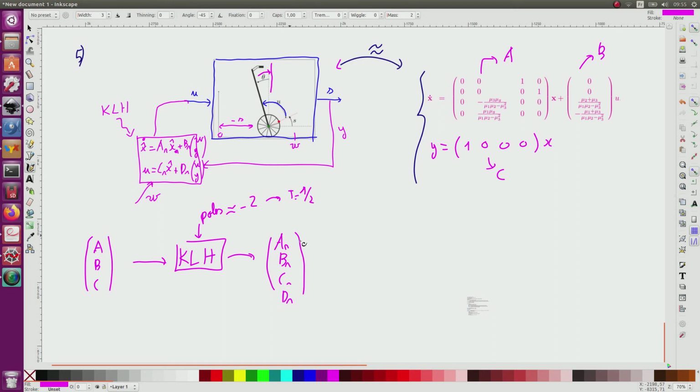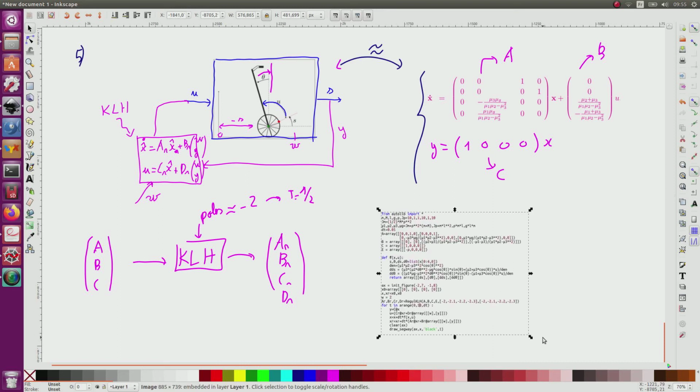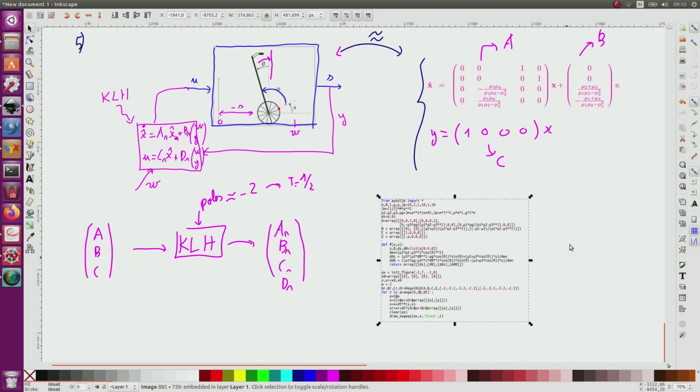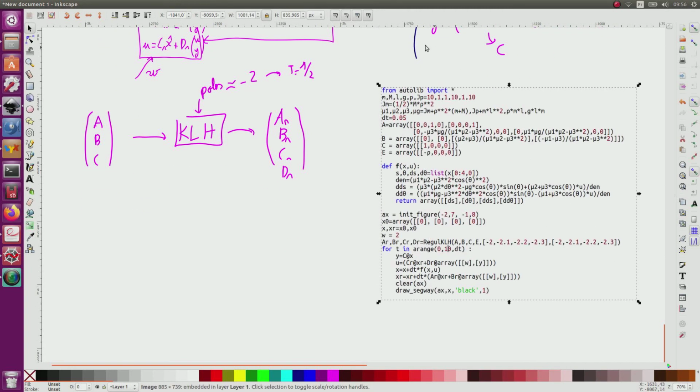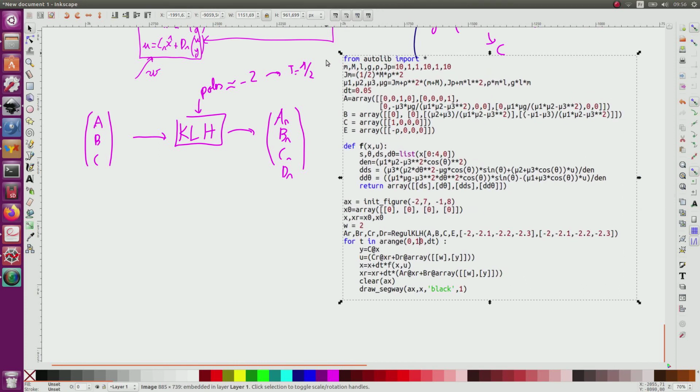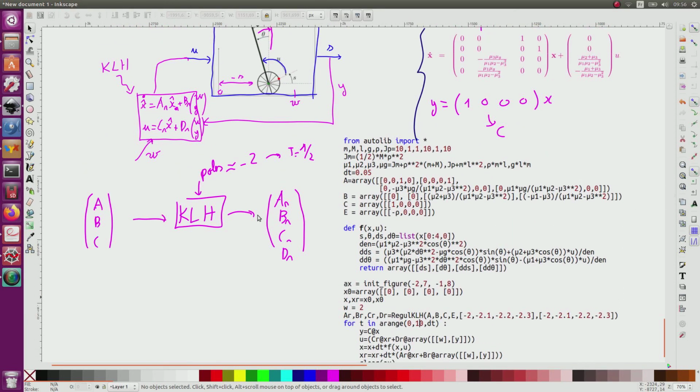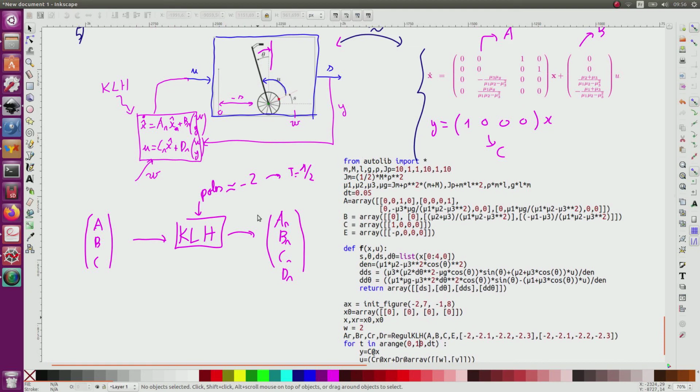Okay, so the corresponding Python program is given here, where I can recognize the values for A, here B and C. So here A, B and C.